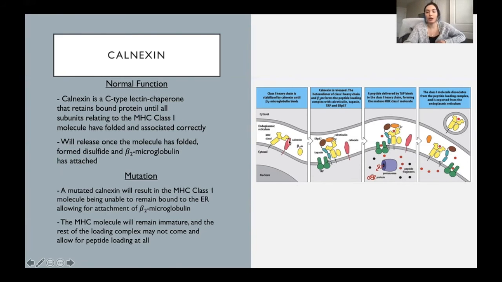If there is a mutation on the calnexin, then it may not be able to accurately perform this function of holding it down, allowing for the beta 2 microglobulin to attach. And if that doesn't happen, then most likely the rest of the peptide loading complex will not come in, and then the peptide will not become bound to the MHC class 1 molecule at all.